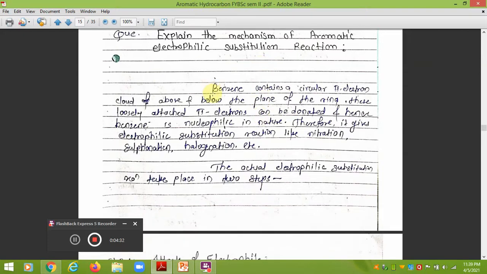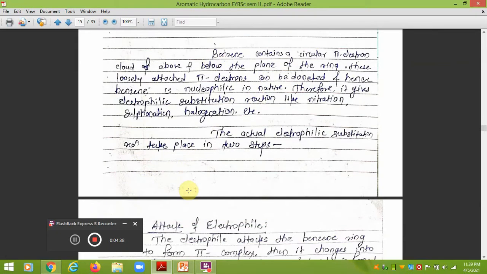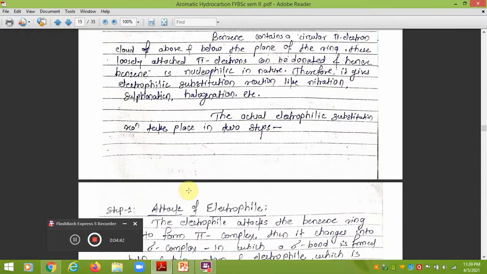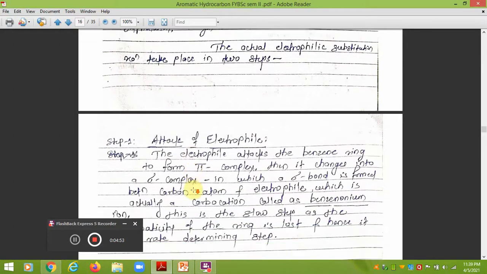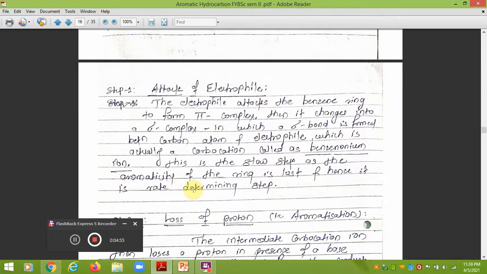So for example, suppose we talk about benzene. Benzene contains a circular pi electron cloud above and below the plane of the ring, and these loosely attached pi electrons can be donated, and hence benzene behaves as a nucleophile in nature. Therefore it gives electrophilic substitution reactions like nitration, sulfonation, halogenation reactions. And there are some common steps in these electrophilic substitution reactions shown by aromatic compounds like benzene.